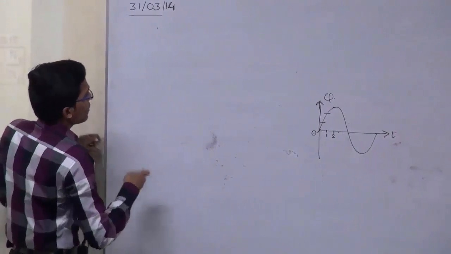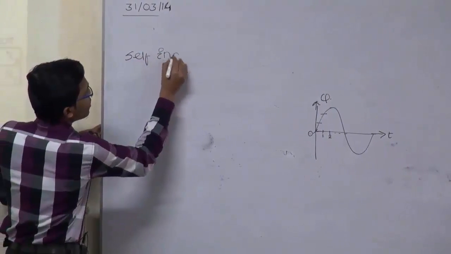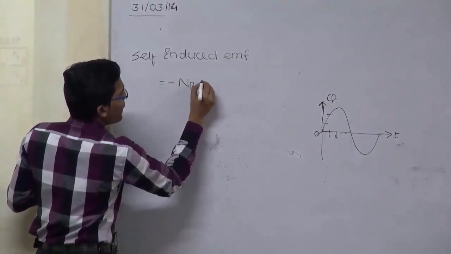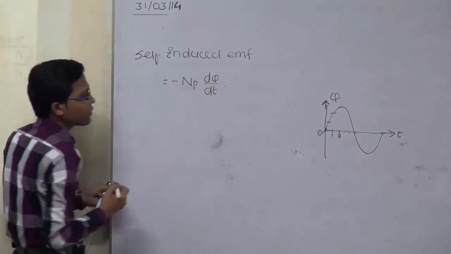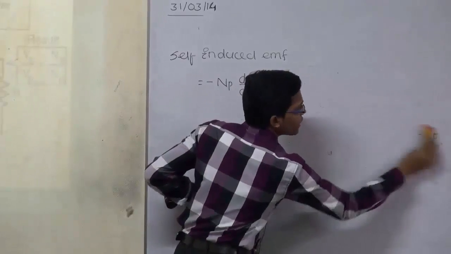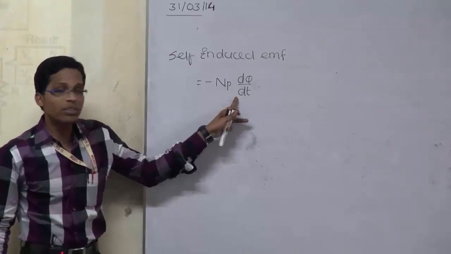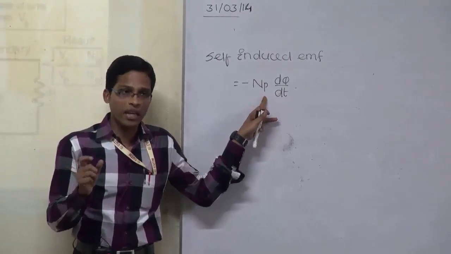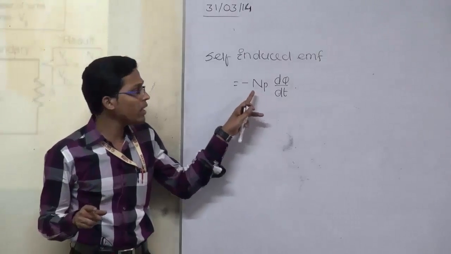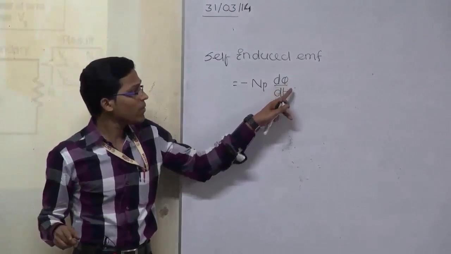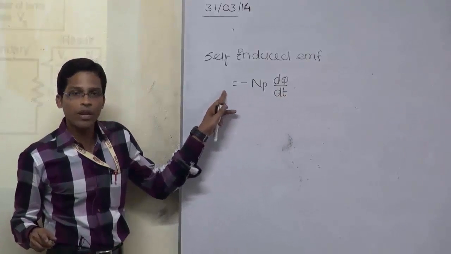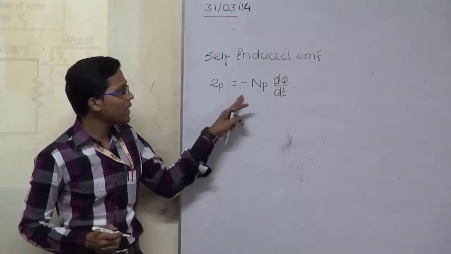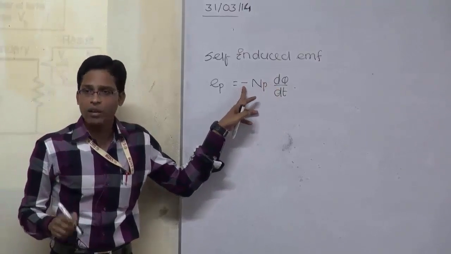the self-induced EMF, which is given by minus Np into d phi by dt. Here d phi by dt means the time rate of change of flux, and Np stands for the number of turns in the primary winding. If you go to Faraday's second law, it says the magnitude of EMF depends upon the number of turns and the rate of change of flux. So let's take this as Ep, the EMF induced in the primary winding, given by minus Np into d phi by dt. I'll tell you later why we are taking a negative sign.